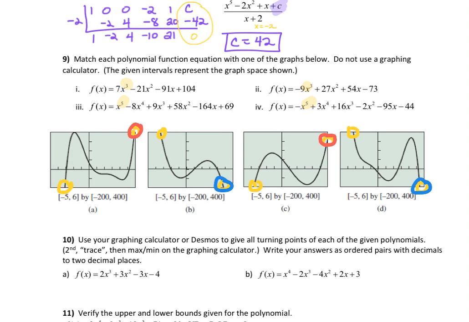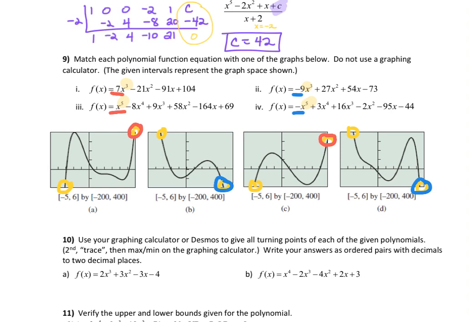So if the leading coefficient is positive, then it's going up. And if the leading coefficient is negative, then it's going down. So 2 and 4 are either B or D, and 1 and 3 are either A or C.